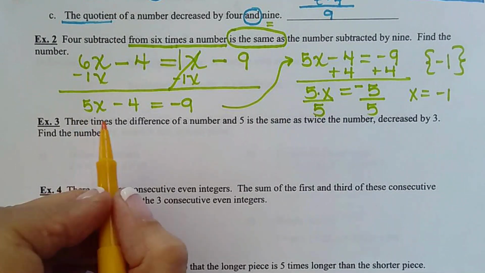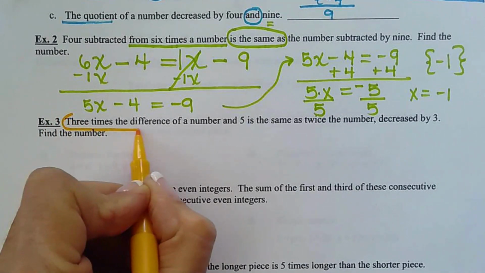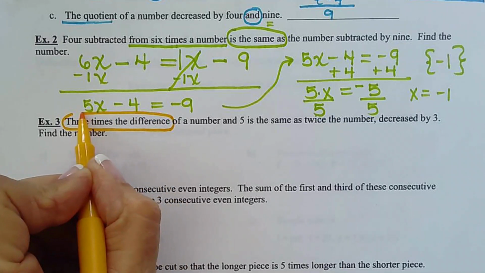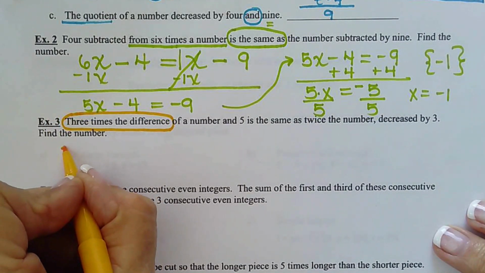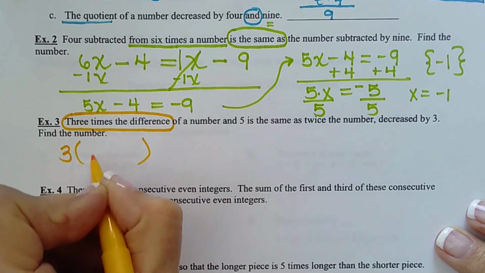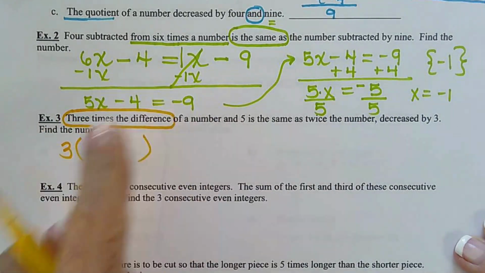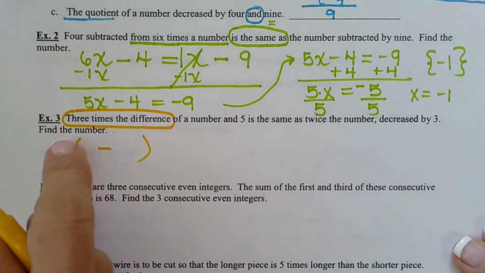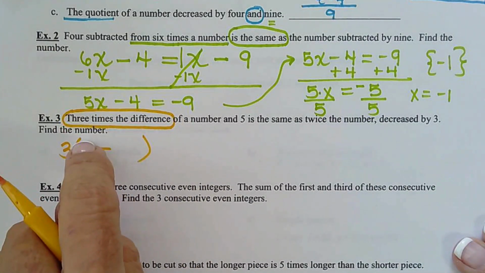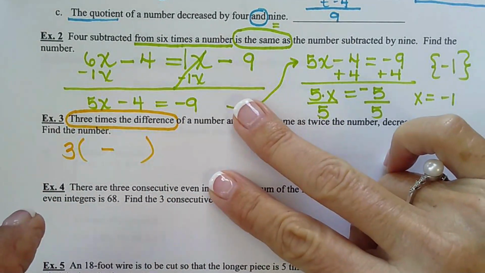We have 3 times the difference. Ooh, I had you highlight this in your notes because I told you this was one of the most difficult translations for students. So those 4 words mean this. And the same if it said 3 times the sum, 3 outside, plus sign inside. So 3 times, and because the difference is something minus something, it must be in parentheses because it's 2 terms.